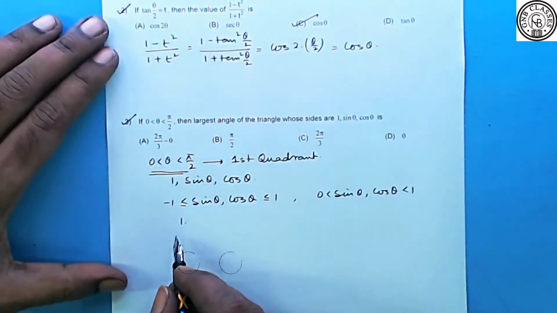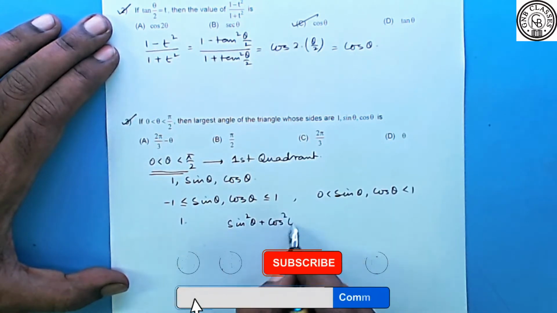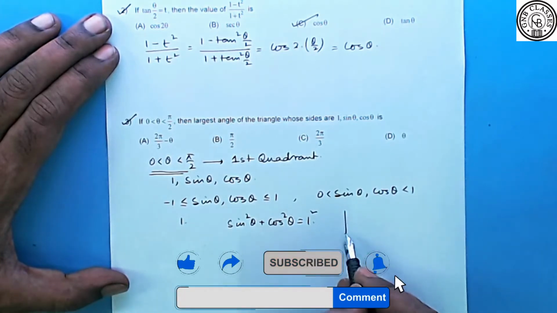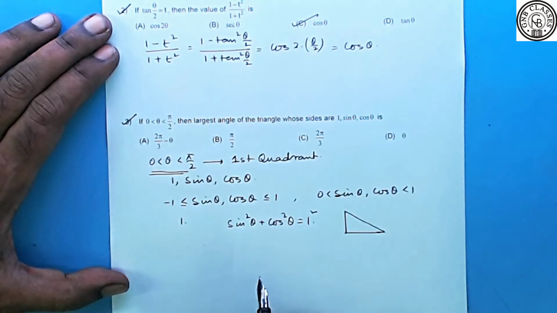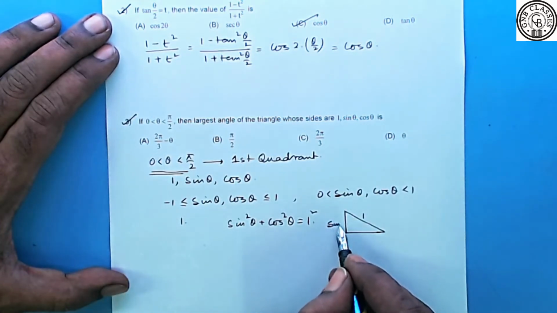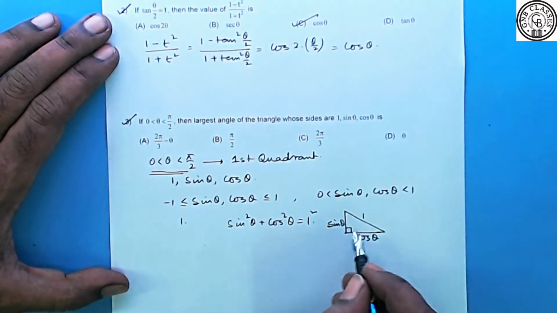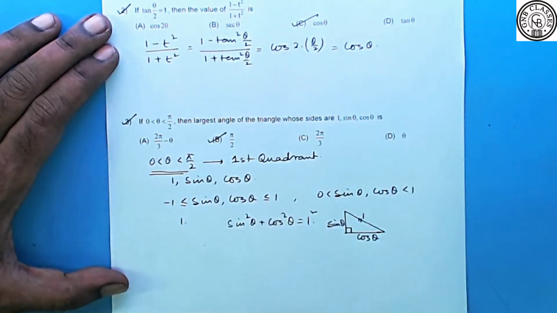Now, one interesting thing is there that sin square theta plus cos square theta again gives you 1 square. Yes or no? That is, we can say that the triangle is nothing but a right angle triangle whose hypotenuse is 1 and the measure of other two sides are sin theta and cos theta. Is it clear? Therefore, the angle opposite to the largest side is nothing but 90 degrees. Is this clear or not? Therefore, option B is correct.